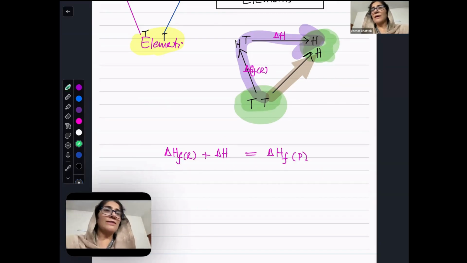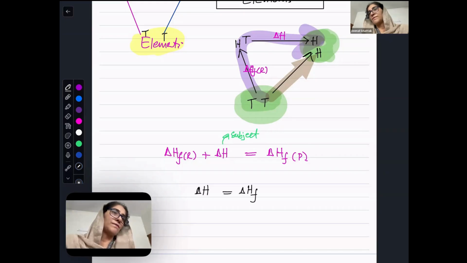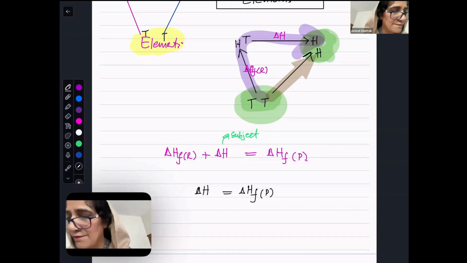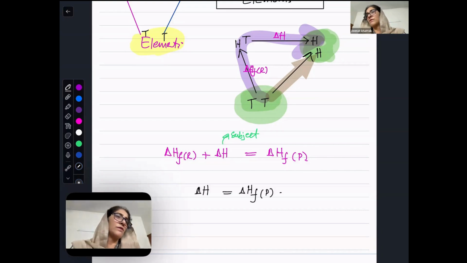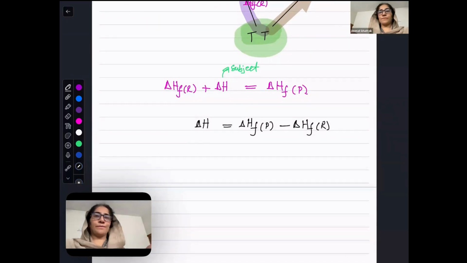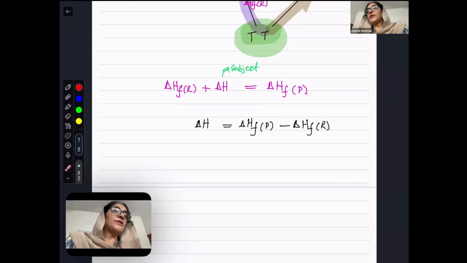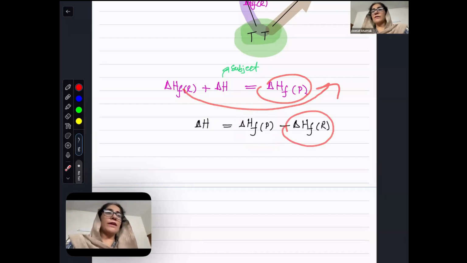So if I make delta H the subject, enthalpy change is equal to enthalpy change of formation of product minus enthalpy change of formation of reactant, since this side becomes minus.